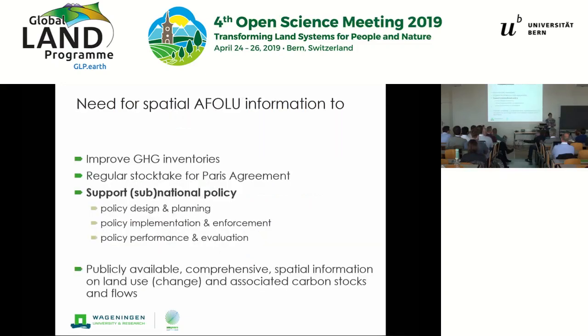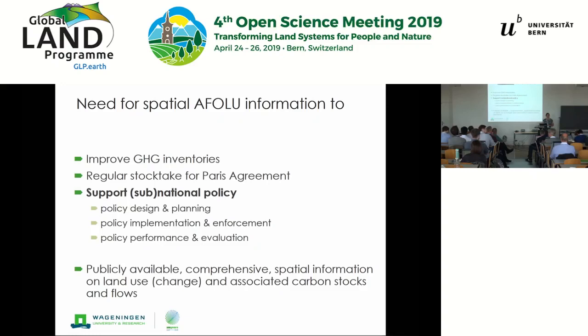And often these countries do have high mitigation potentials, but the monitoring capacities are low, and they have a need for spatial information on agriculture, forestry, and land use or land use change to improve their greenhouse gas inventories. Also, there will be a regular stocktake for the Paris Agreement where this information is needed, but specifically also to support their national policies, because in the end, monitoring is not the goal. It's a way of supporting the policy, because what you want to do is get at policy change and see changes on the ground. So today I want to focus more on this land monitoring in support of national policies.